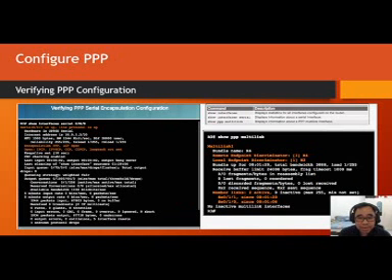So these are the commands on how to verify a PPP serial encapsulation configuration. After you set up your PPP, you can go to each router and type in the command show interface serial, and just indicate which serial port you use.